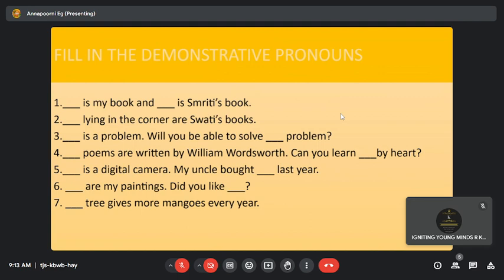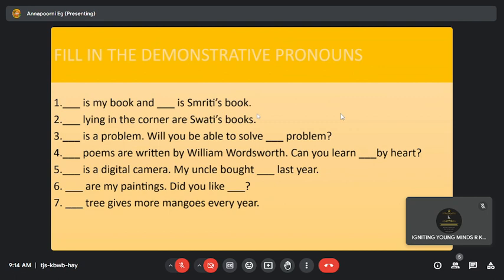Okay, here you can ask, did you like that or did you like these? Both are correct. Because these are my paintings. Paintings is plural. But when you're asking, did you like it, you can say, did you like that or did you like these? Both are okay. You can use both. And the last one, dash tree gives more mangoes every year. That or this. If the tree is near to you, you can use this. If the tree is far from you, you can use that.